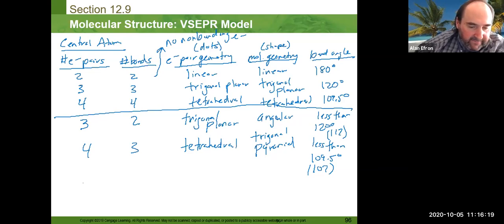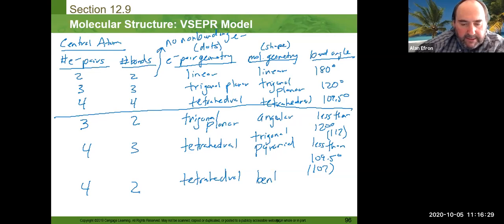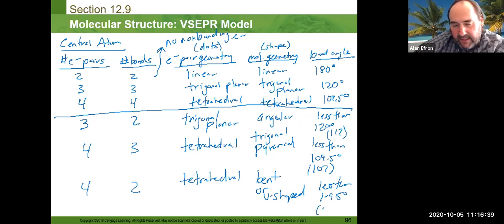And lastly, 4 electron pairs and 2 bonds. Again, 4 electron pairs still going to give us tetrahedral. But with those 2 electron pairs that are non-bonding electrons, bent or V-shaped is going to give us less than 109.5. That's like the 104 one that we saw in terms of its bond angles.